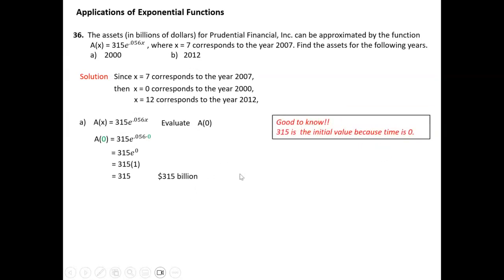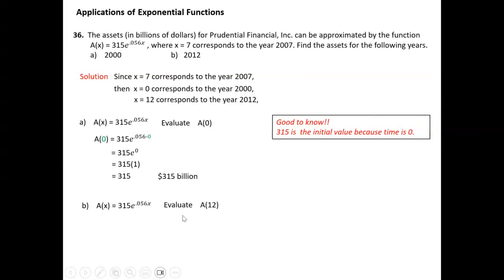Now for B part, okay, this is something that is good to know. The initial value, right, because now everything will be related to time. The initial value, which is the 315, will always be the initial value because 0 is a value for x, or the value for t. Because when we do those application problems, we're going to have t for time, which I'll explain on the next slide, on the next problem.